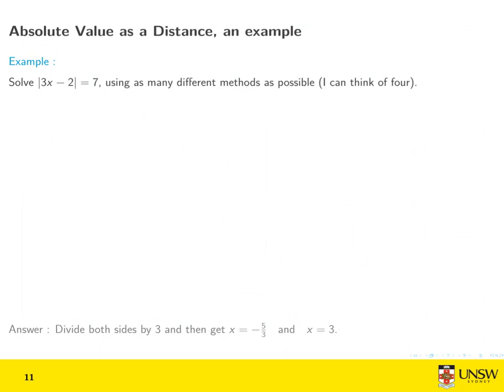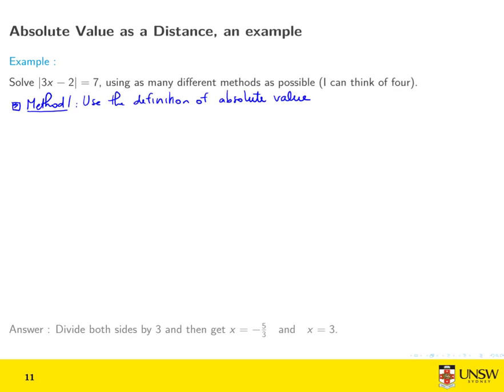So the first method we could use would be to just use the definition. What we would do with this is just to say, well, let me treat 3x minus 2 as one number. So what it says here is that the absolute value of this number I'm looking at is equal to 7. And that can only happen if either my number is itself equal to 7 or my number is equal to -7. And then we keep solving, and that gives us one method. Can you think of another one?